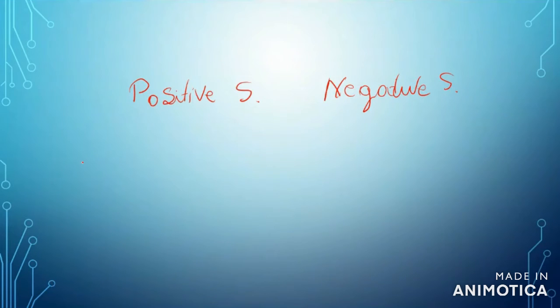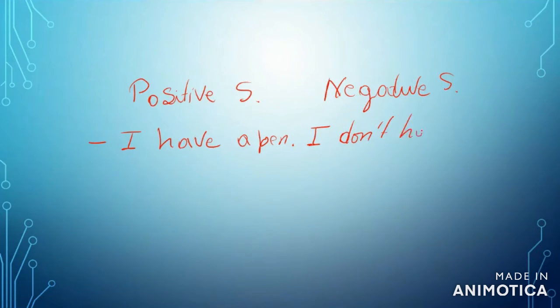Negative sentence. Okay? So now, for example, in English, for a positive sentence, I would say, I have a pen. Just to make this same sentence a negative sentence, I would say, I don't have a pen. Very good. So now remember, in these two sentences, we're using the verb avoir.